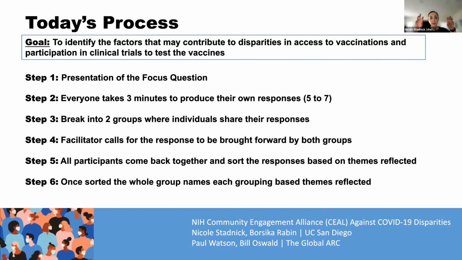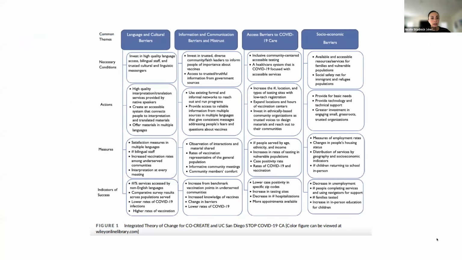The goal of that session was to identify the factors contributing to disparities in access to vaccines and participation in clinical trials. What we did was we presented the focus question of that session. Everyone individually thought through their own responses. Then we broke people out into 2 groups. They shared their responses. We called everyone back into the same room using these Miro sticky boards. Then we participated in sorting and naming the responses based on a theme. Once we sorted all of those, we then named the themes together.